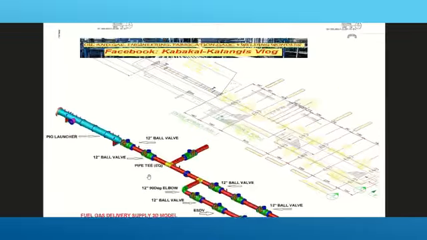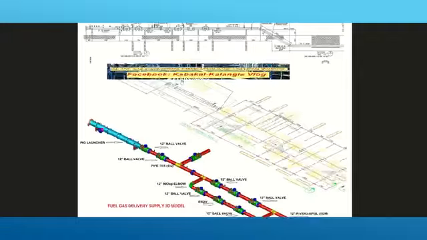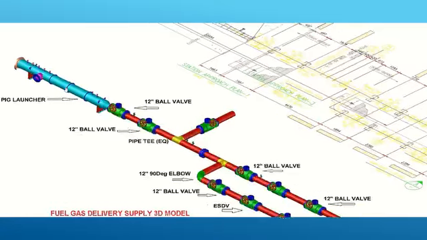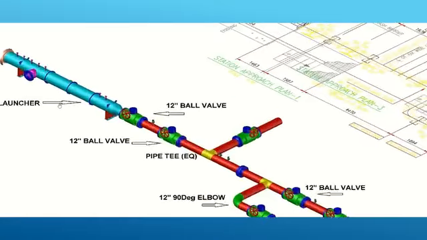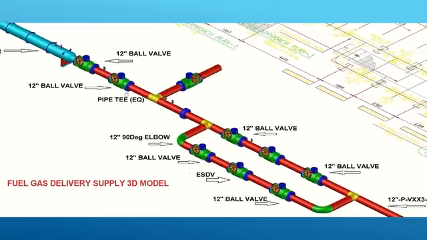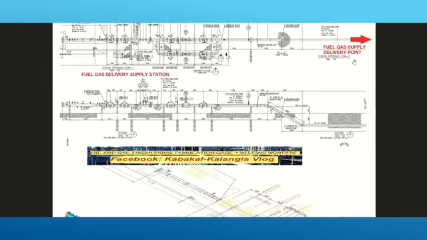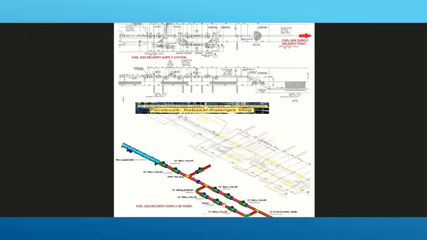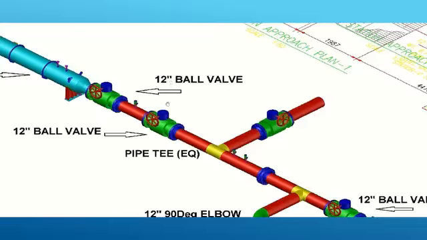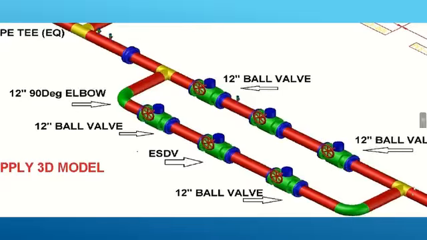Now let us go back to the 3D model. Actually, this is how the fuel gas delivery supply station works. This is the main component, which is the pig launcher, and they are pushing the fuel gas up to the fuel gas delivery station, or delivery point rather. See, there are ball valve, pipe T, which is barred T, and there is a bypass line here.